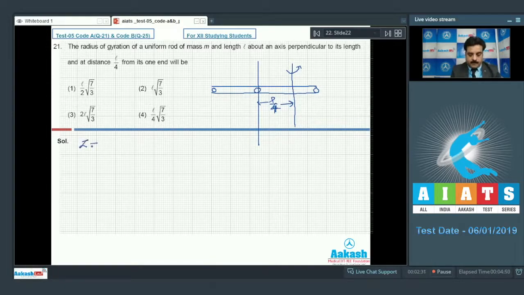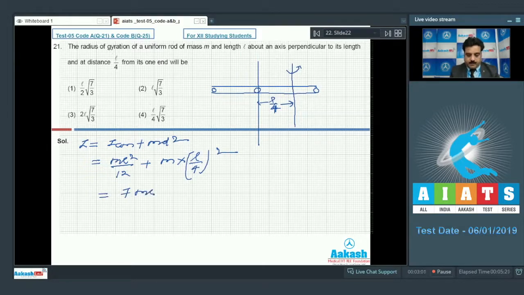So we can solve this question by using the parallel axis theorem. Moment of inertia I = I_CM + md square. The moment of inertia about the center of mass for the rod, you know, is mL square by 12, plus mass into the perpendicular distance between these two axes, that is L by 4, squared. When you solve, you will get 7mL square upon 48.